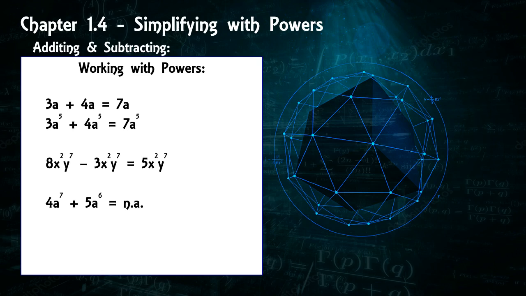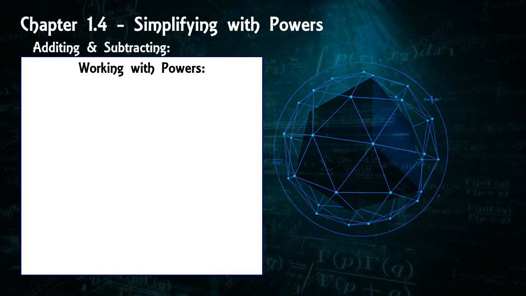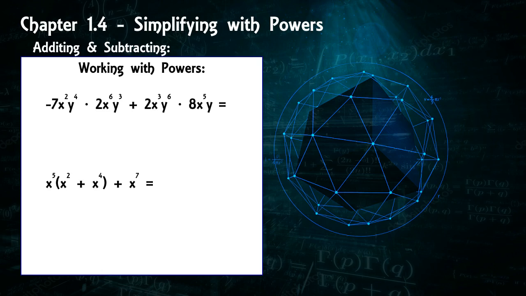Before I continue with the next part, two exercises to test your skills. The first one is minus 7x to the power of 2 y to the power of 4 times 2x to the power of 6 y to the power of 3 plus 2x to the power of 3 y to the power of 6 times 8x to the power of 5y. And the second one is x to the power of 5 times x to the power of 2 plus x to the power of 4 plus x to the power of 7. You know what they say, go big or go home. I'll give you a moment to try it for yourself.